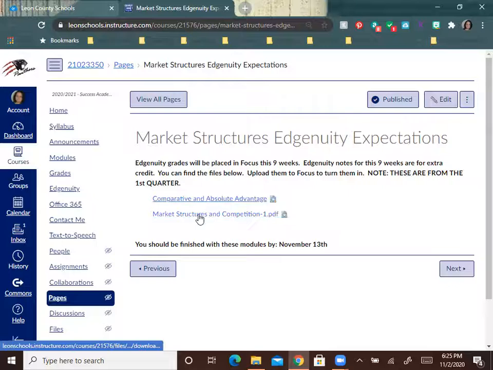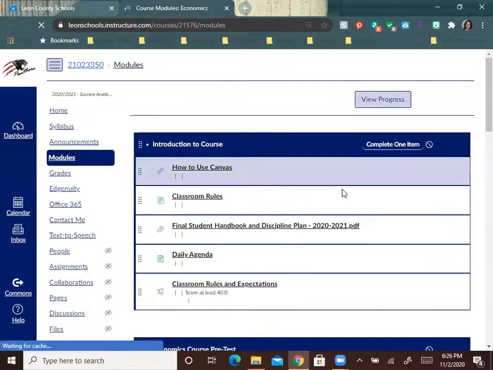If not, these are the two that we're working on for the market structures module: the comparative and absolute advantage, and the market structures and competition module. And these are due by November 13th. So I'm going to go back to modules.